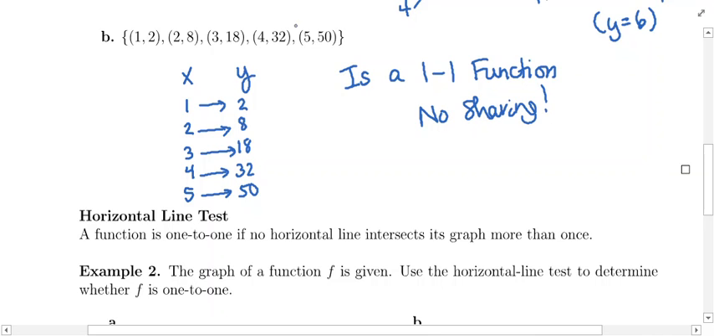All right, so that is the whole idea of a one-to-one function. There can be no sharing.